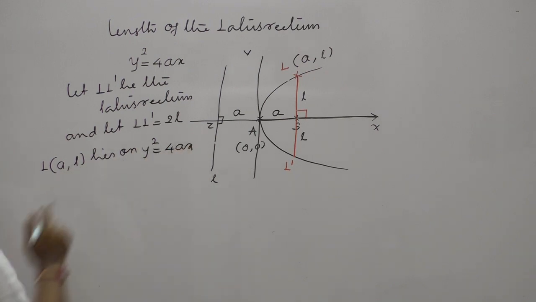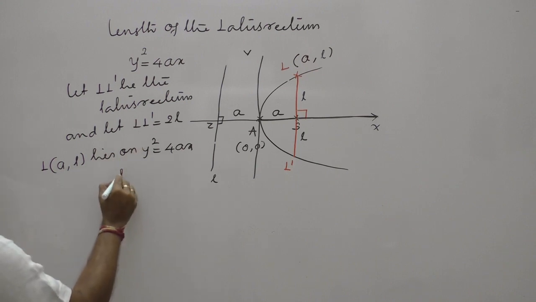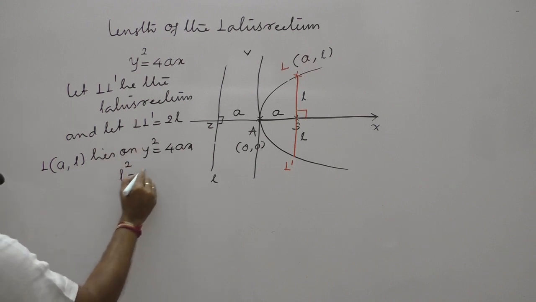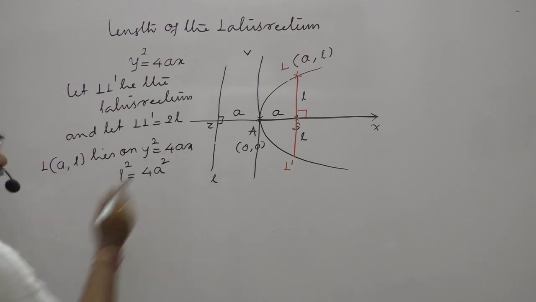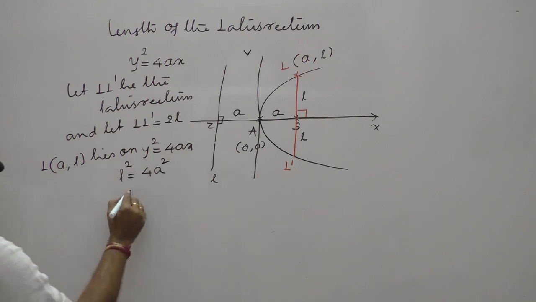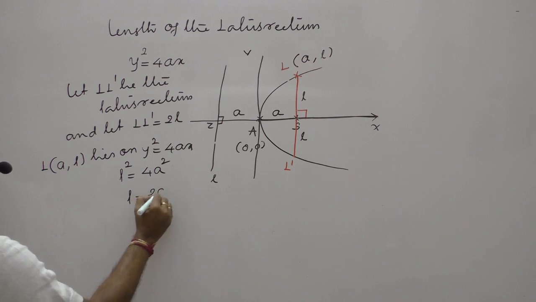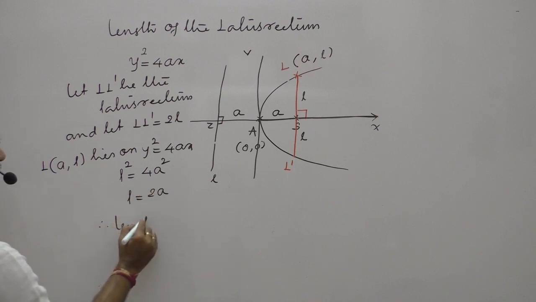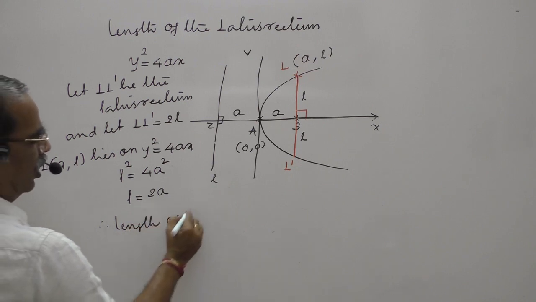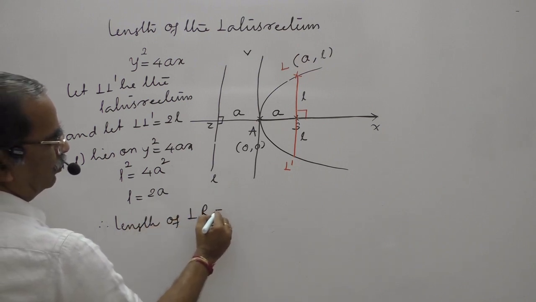If a point lies on a curve, it has to satisfy it. Substitute in this. Y square means l square, equals 4a into x. X is what? a. That becomes 4a square. So l is equal to 2a. Therefore, what is the length of the latus rectum now? Length of the latus rectum.